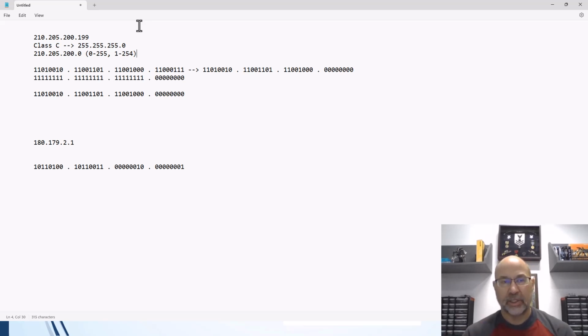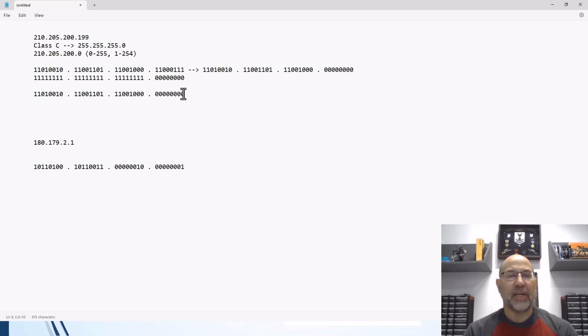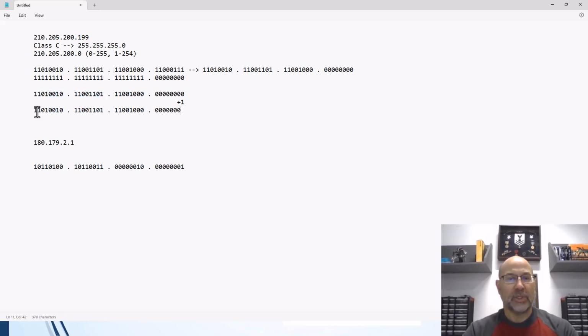Well, where do they actually come from? Well, if I take my address here, and I just say I'm going to add 1 to it, then what I would get when I was done was this. And this address is 210.205.200.1 right there. So that's my first usable address.